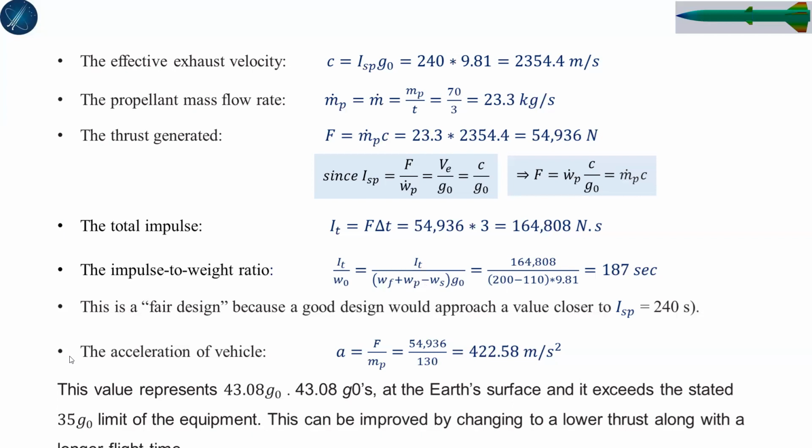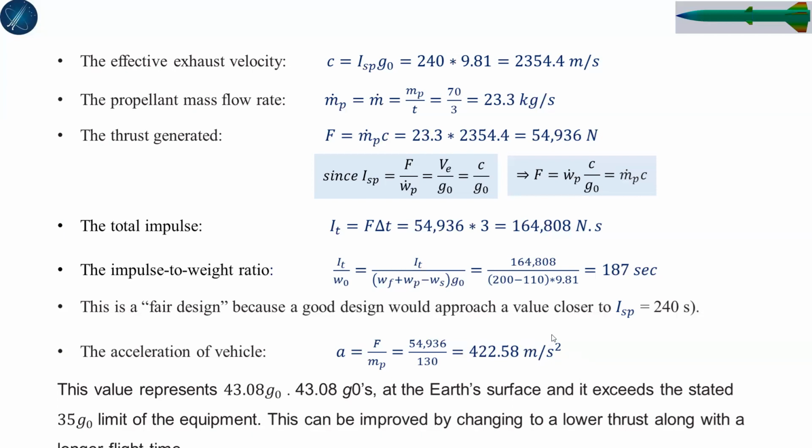Now we are going to calculate the acceleration of this vehicle. The acceleration of this vehicle is equal to the thrust divided by mass of propellant. Once we know mass of propellant, then thrust is already calculated here. So by dividing that, we can find 422.58 meter per second square is acceleration. This means what? This value is equal to 43.08 times the gravitational acceleration. If you multiply gravitational acceleration by 43.08, it will give you this value.